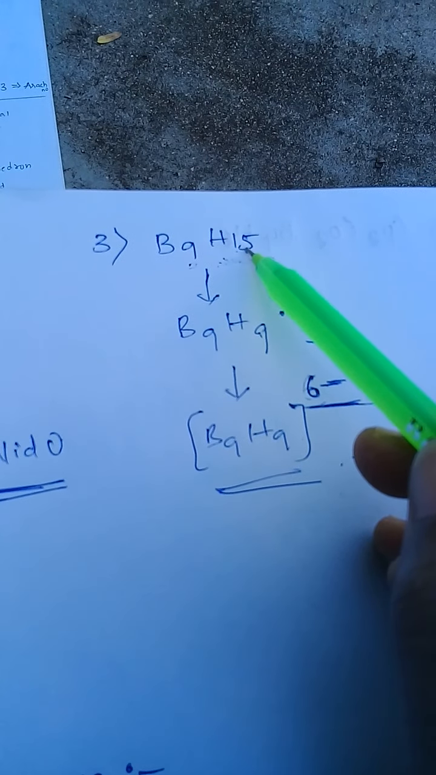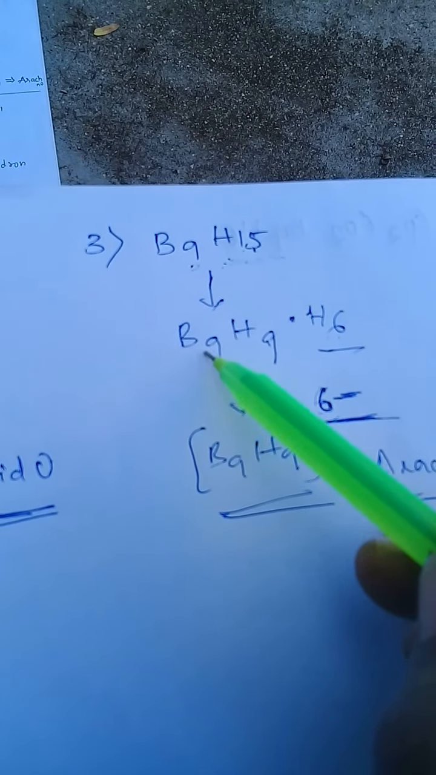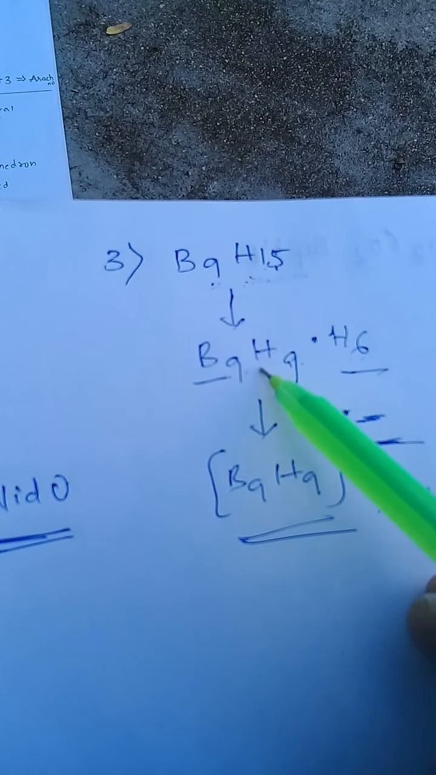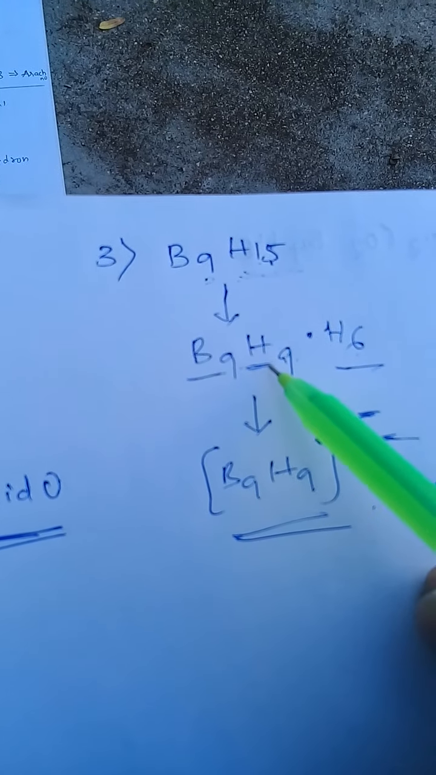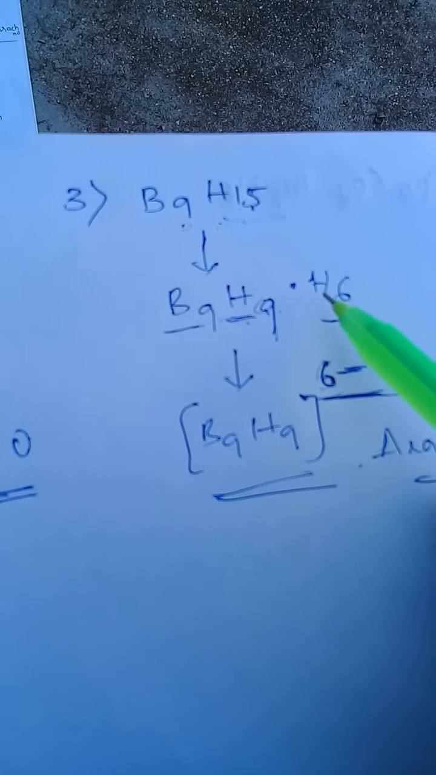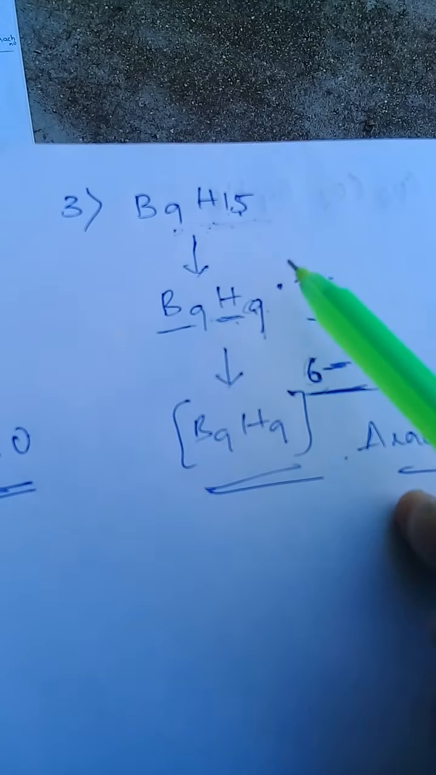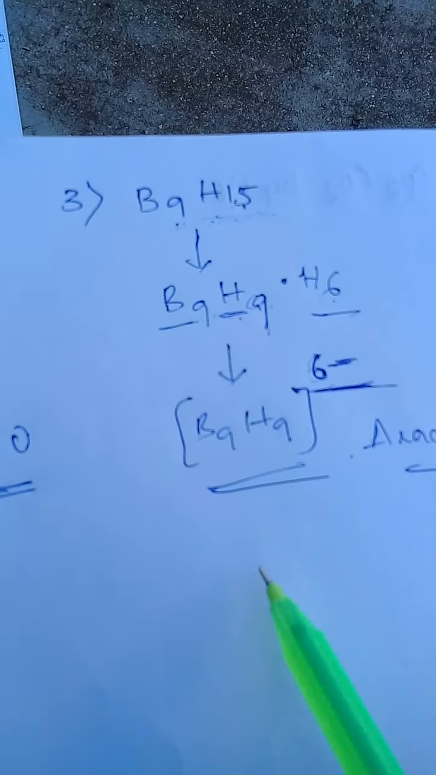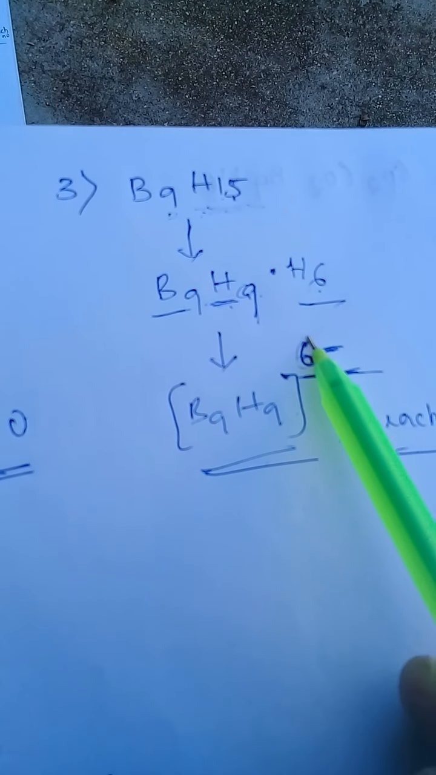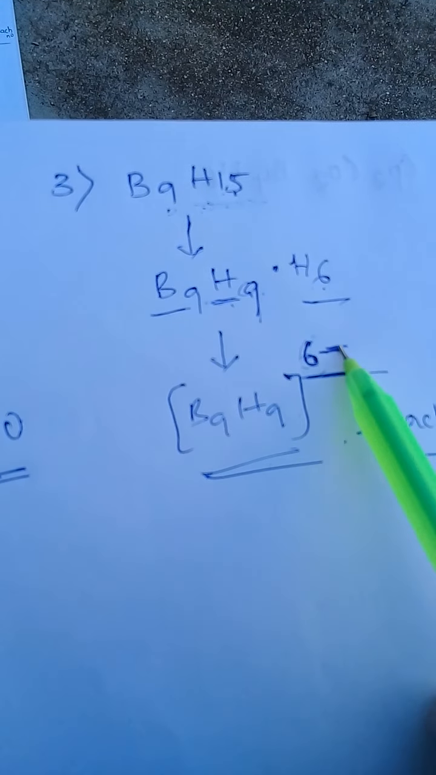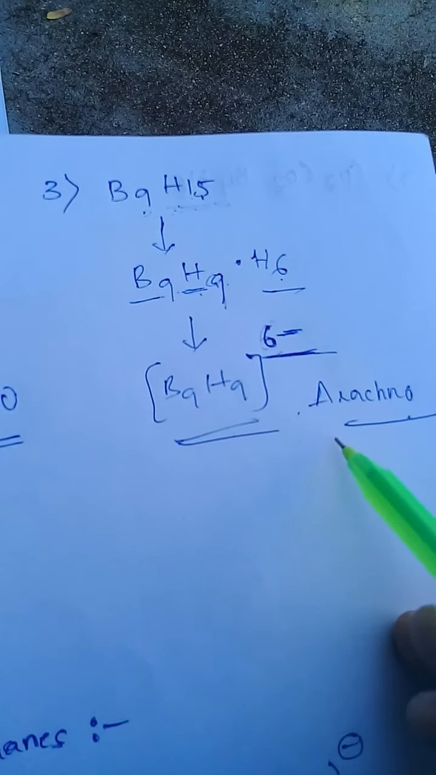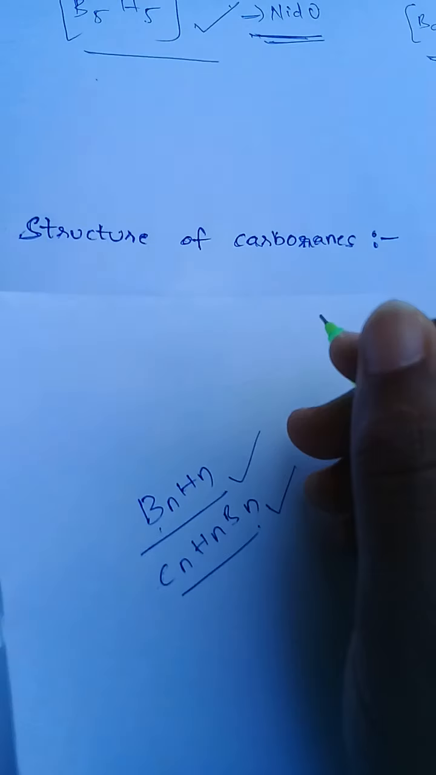B9H15, the example is here B9H9. Why? Because here 9 borons are present, so hydrogens are also taken equal to borons, so B9H9. The remaining hydrogens in H15 are 6 hydrogens. So in the next step we take these hydrogens as 6 minus charge. So for 6 minus, the structure is arachno.